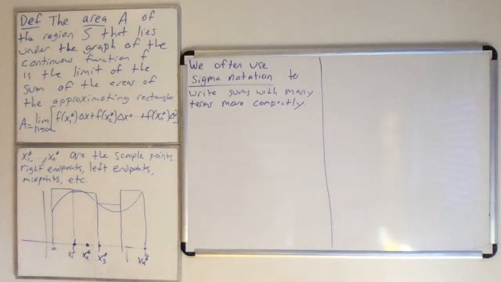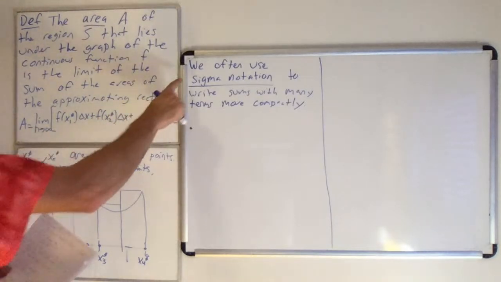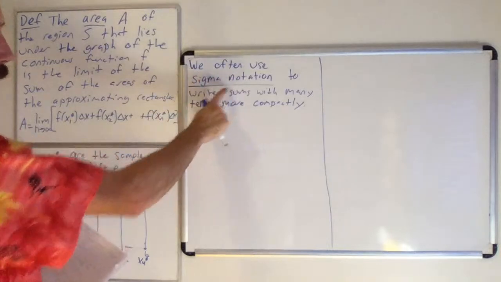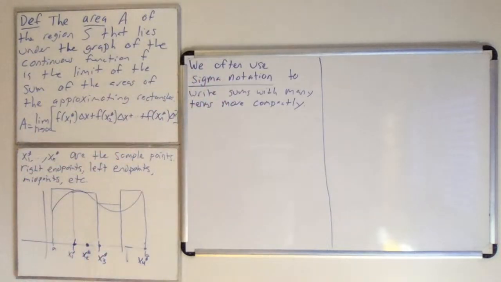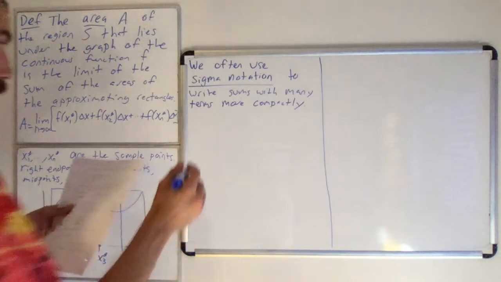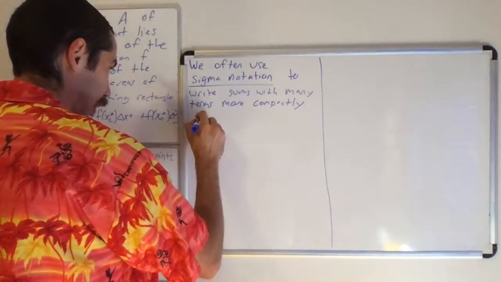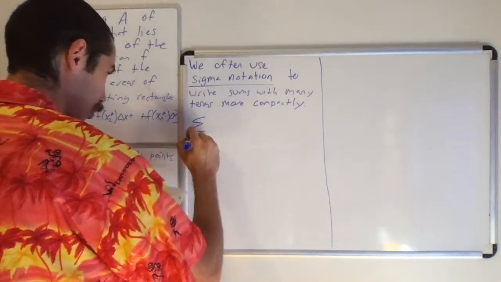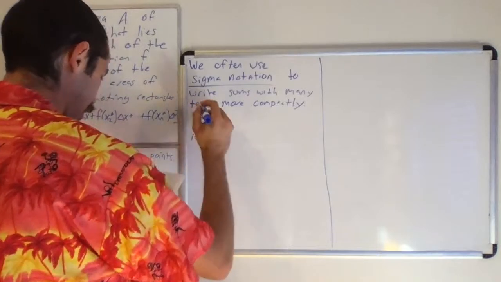In fact, often I'll just drop the star, and half the time you'll see it, half the time you won't. It's not terribly important. Okay, so for instance, we often use sigma notation. So what does that mean? Well, it looks like this: capital sigma, i equals 1 to n.